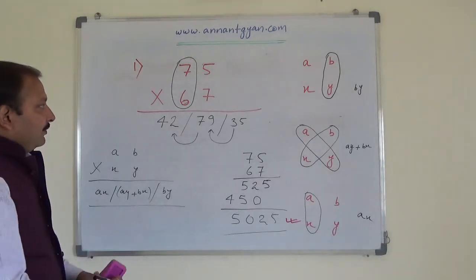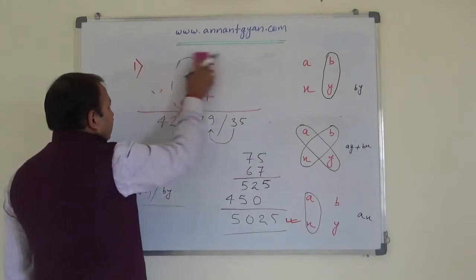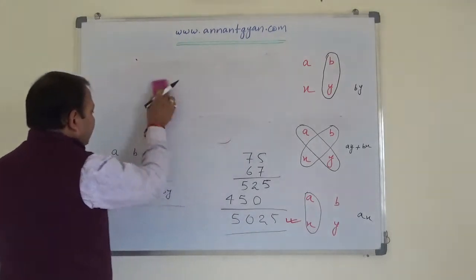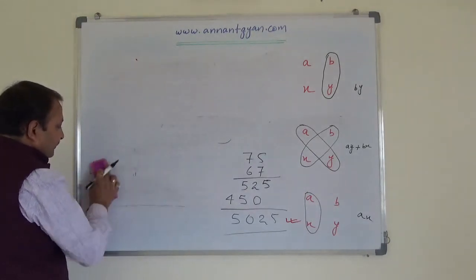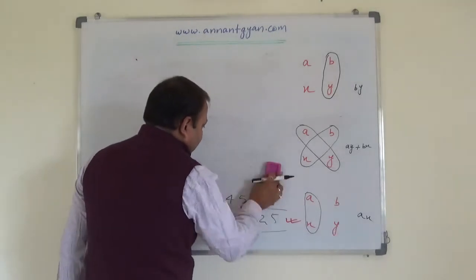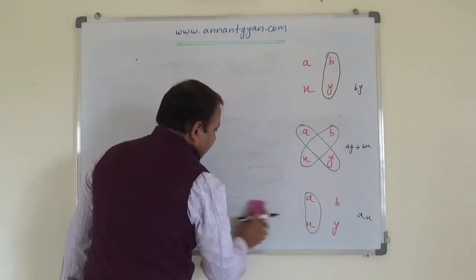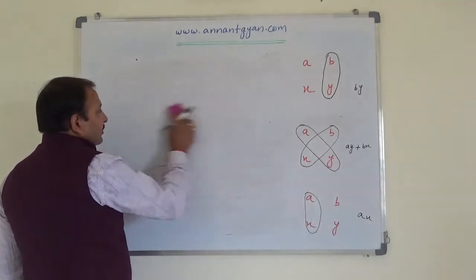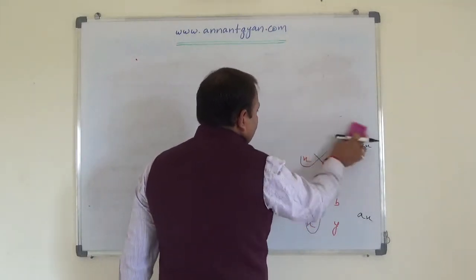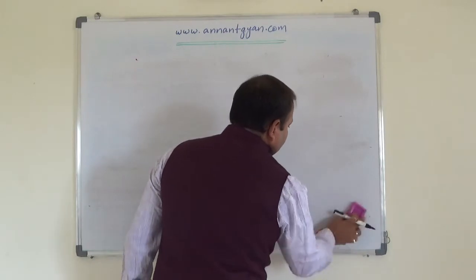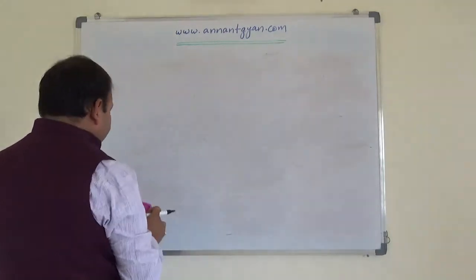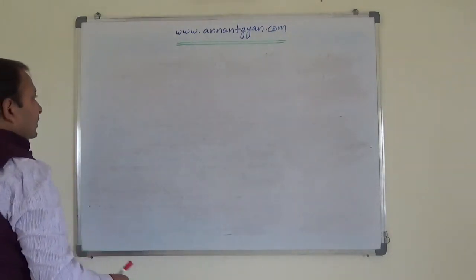Similarly we shall perform this in the second example. We shall multiply 3-digit numbers with 3-digit numbers and we shall get the answer. I shall show you how we shall get it. We shall multiply the 3-digit numbers together. So first I shall show you.